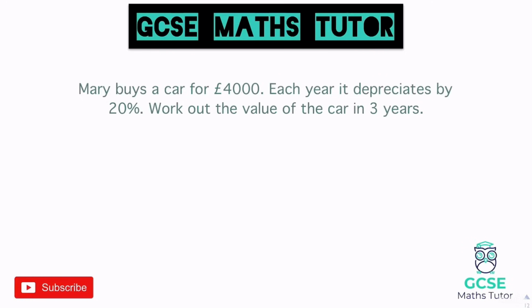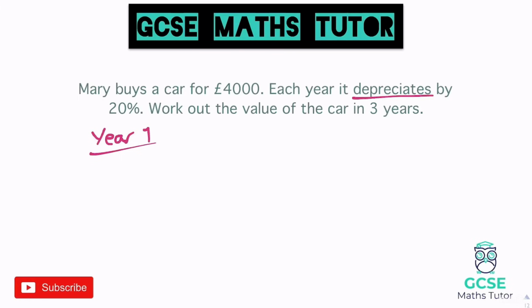Mary buys a car for £4,000. Each year it depreciates by 20%. Work out the value of the car in 3 years. So that word depreciate means it falls in value. Now again, with depreciation, it's similar to compound interest. It falls in value, but it falls in value based on its new price. So if we do this without a calculator, we can do it both ways.